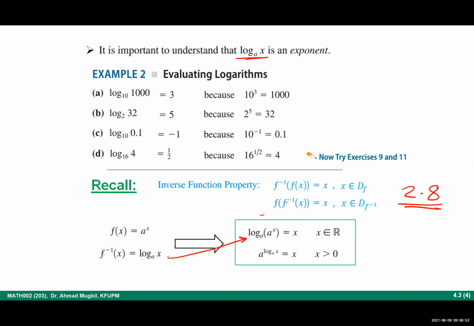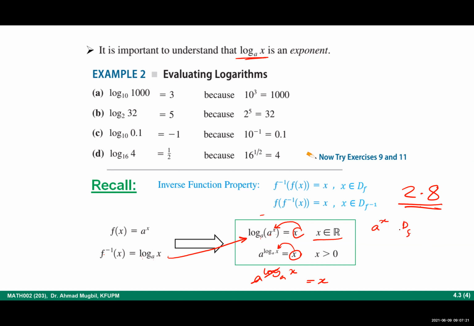Similarly, f of f inverse. When you have a to the power x and you replace x by log a of x, again this is cancelled and you have x. But be careful, this x is not the same as this x. This x is in the domain of the exponential, which is all the real numbers. But this x is in the domain of the logarithmic function. And you know what the domain of the logarithmic function is? It is the range. Let's remember this.